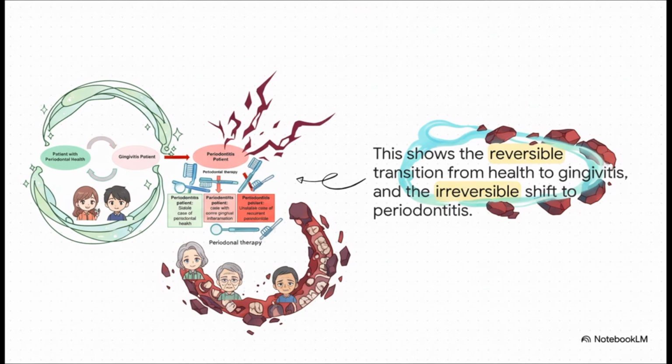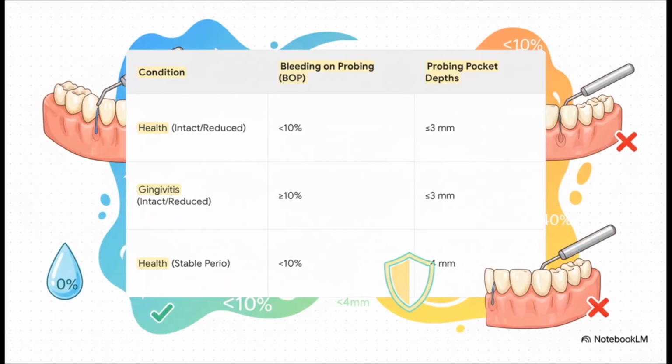And this flow chart here, it does a brilliant job of showing the patient's journey. See that cycle on the left? A patient can bounce back and forth between health and gingivitis. With good hygiene, you can reverse it. That's the key. It's reversible. But once they cross that line over to the right into periodontitis, the attachment loss that happens is, for all intents and purposes, irreversible. This is such a critical concept to grasp. A perio patient is a perio patient for life. Even if you get them stable and perfectly managed, they always carry that history and that risk.